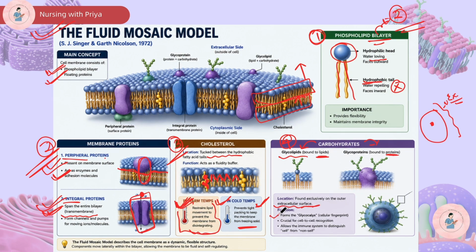What is their function? They form the glycocalyx. Glycocalyx is the cellular fingerprint which is crucial for cell to cell recognition and allows the immune system to distinguish between the self cells and non self cells. To distinguish between which are foreign cells and which are the body's own cells, the glycocalyx is formed, which is formed by these carbohydrates. Fine.